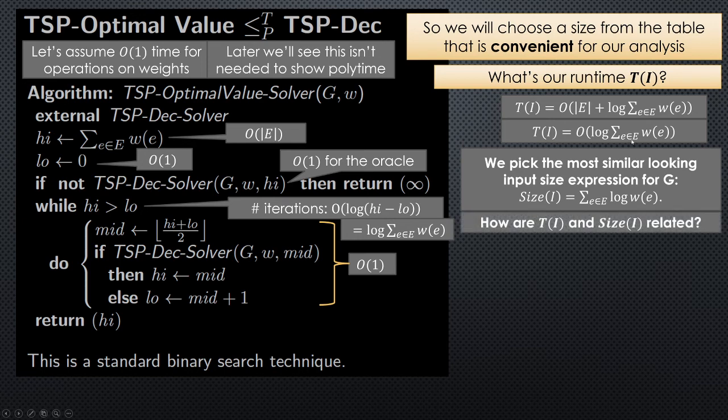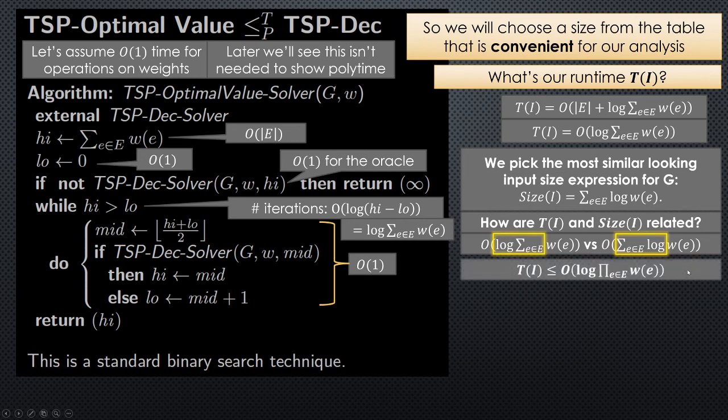So how are T of I and size of I related? Well, here's our T of I. We have log of the sum of weights versus our size of I, the sum of log weights. Okay, so it's a little different. Our logs are in different places. So how are these related?